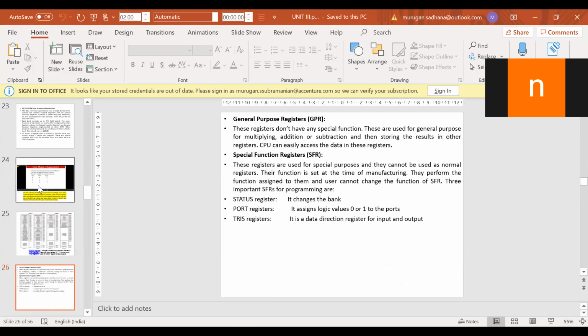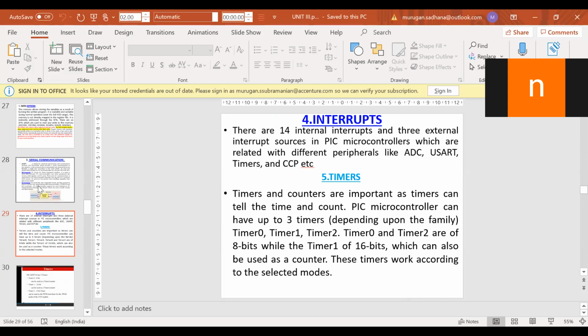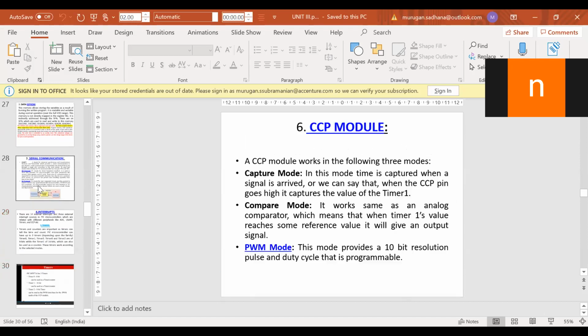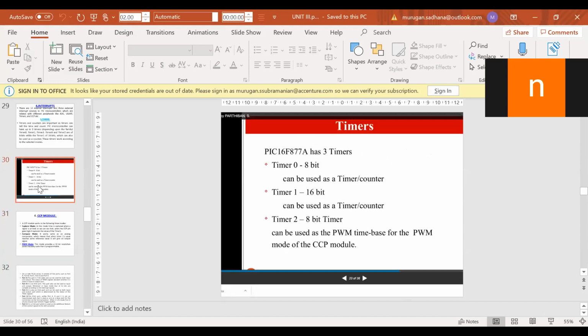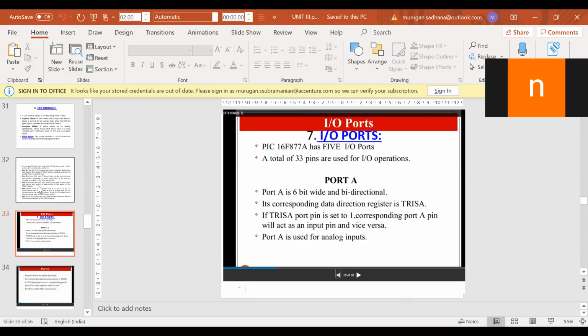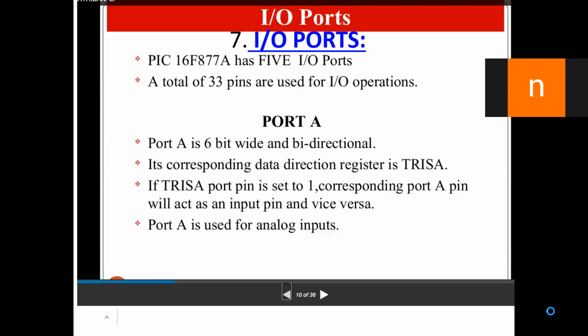Actually, yesterday I told you that in one family it has 20 internal interrupts. Here it has only 14 interrupts. The remaining are all the same. Three timers are there: two 8-bit timers and one 16-bit timer. Now we will enter into IO ports. We will see what pins are available in the PIC 16F877.